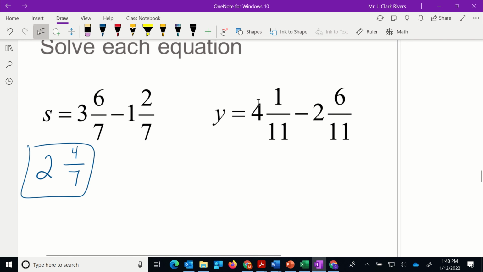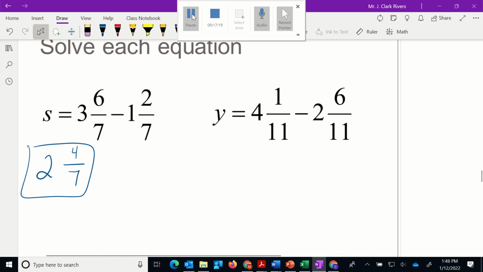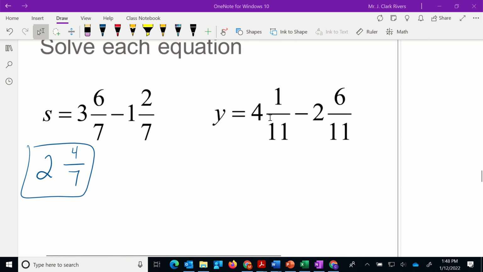So everybody take a moment and change 4 and 1/11 to an improper fraction. Matthew, what do you get when you convert 4 and 1/11 to an improper fraction? Yeah, so 4 times 11 is 44, plus 1 is 45/11. Minus. Do the same thing for the mixed number on the right. Convert it to an improper fraction.